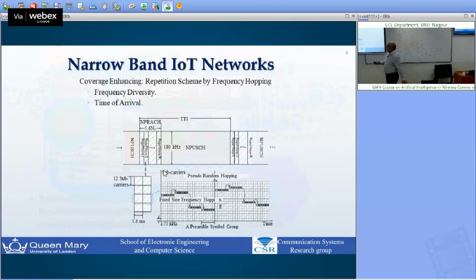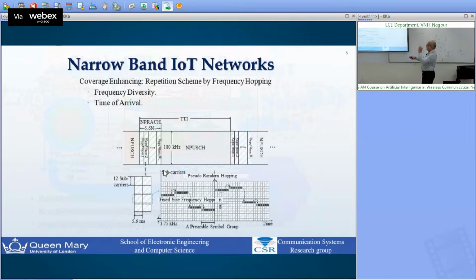So what is happening here? This is one preamble. The preamble is transmitted using frequency hopping in 4 symbol groups. So this is one symbol, this is another. This is one preamble transmitted in 4 subcarriers using 4 symbol groups. In this way, we can enhance the coverage through frequency diversity. With narrowband, the time of arrival can also be used for localization. So this repetition scheme with frequency hopping is used to enhance the coverage.